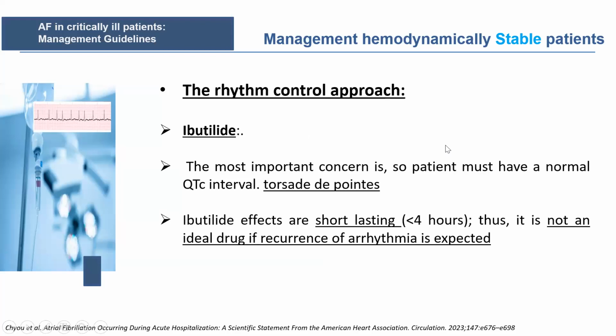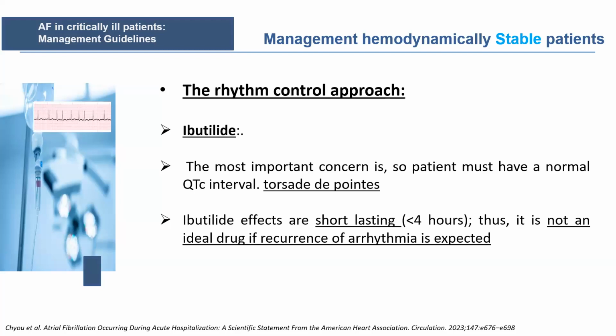The pharmacological agents that can be used for rhythm control include different options. First is ibutilide. Ibutilide is a fast-acting medication. It has a high success rate for cardioversion of the patient. However, it has a main concern that it can lead to long QT with consequent torsade de pointes. So these patients should be carefully monitored and observed with administration of ibutilide.